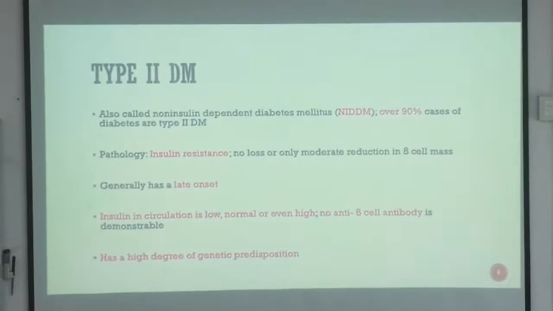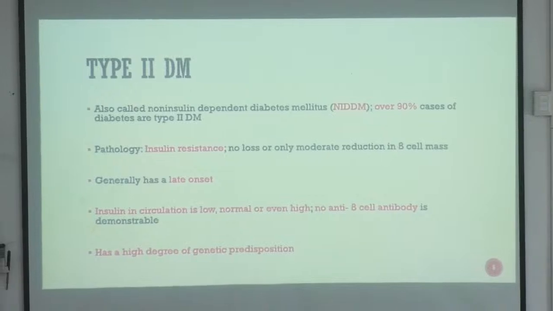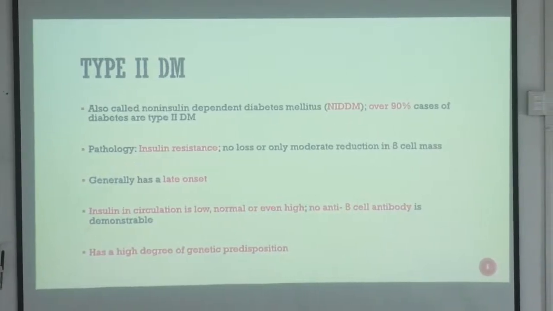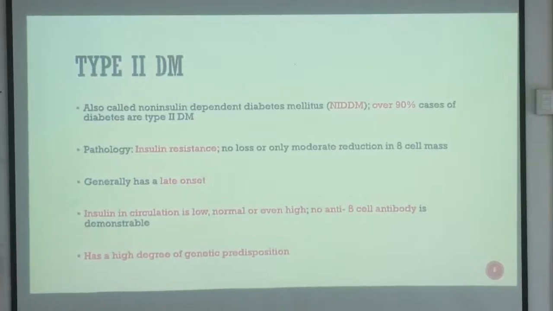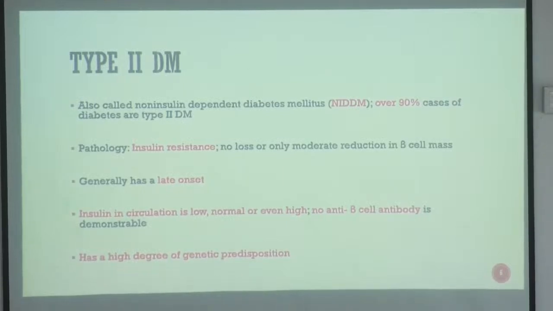Type 2 diabetes mellitus is also called non-insulin dependent diabetes mellitus. Over 90% of the cases of diabetes are type 2 diabetes mellitus. Basic pathology is insulin resistance, although in the long run the patient becomes insulinopenic and insulin secretion is decreased. It generally has a late onset, more than 35 years of age. Insulin in circulation is low, normal, and can even be high. No anti-beta cell antibody is demonstrable, unlike in type 1 diabetes. It has a high degree of genetic predisposition, and runs in families.